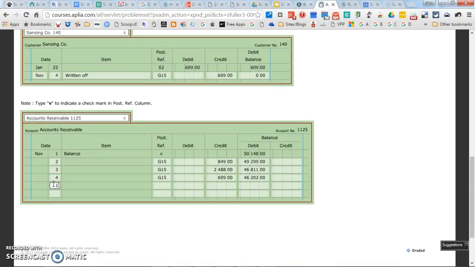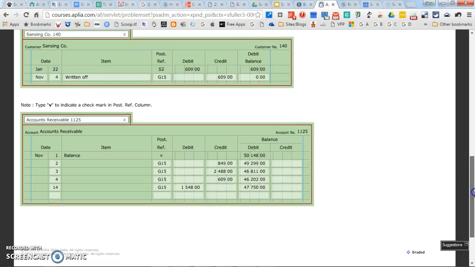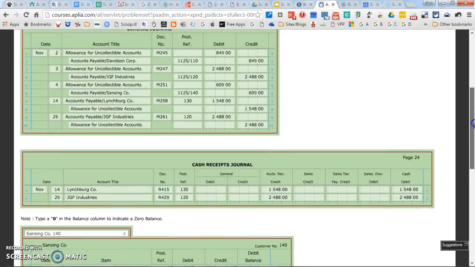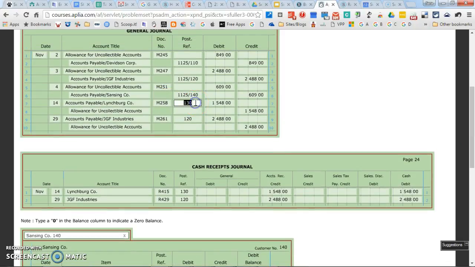Next we have the 14th, G15 still. It's a debit of 1,548. So then our debit balance is going to increase since they are the same, so 47,750. I'm going to come back up here where we have 130. Erase that, 1125/130.